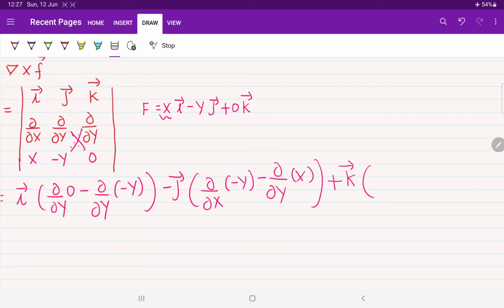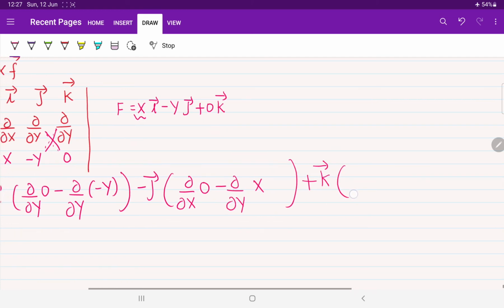When we are calculating, one minute, see there. While calculating j quantity, what will come here? This is for k quantity. I made a small mistake. J quantity means we have to calculate how it should be expressed. Dou by dou x into 0 minus dou by dou y into x.